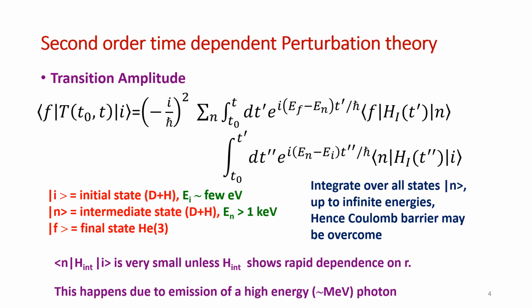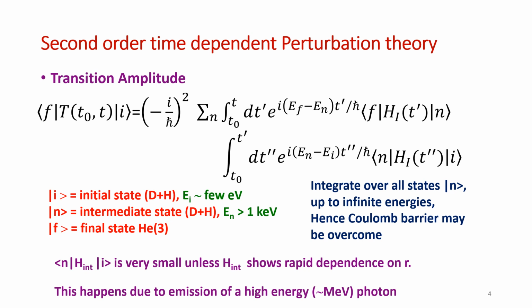The initial state has energy of few electron volts. The intermediate state has all possible energies. We have to integrate over all possible intermediate state energies up to infinity. Hence, because of this high energies involved, Coulomb barrier may be overcome. Here, as we'll see, energies relevant are of the order of keV or higher. The final state is, of course, helium-3.